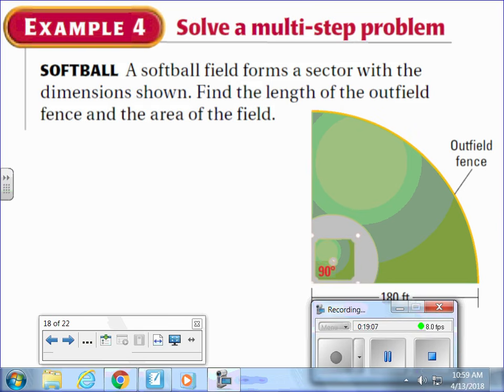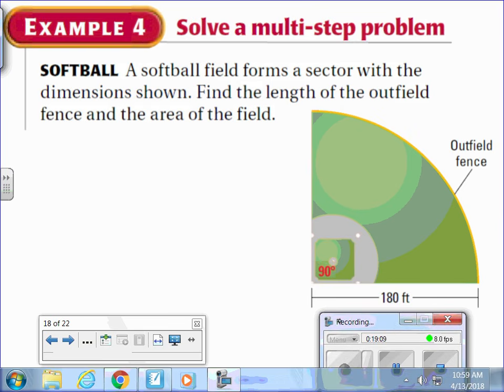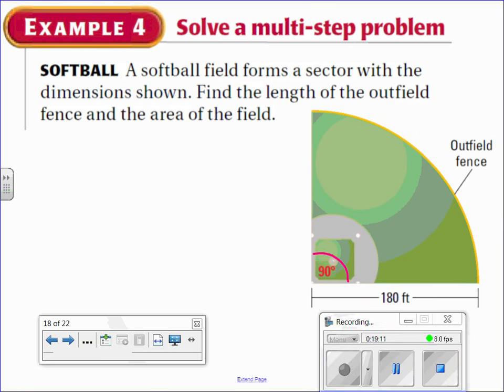So the first problem I'm seeing is our theta right now is 90 degrees. That is not in radians. If we want to be able to use our formulas of the day, we need it to be in radians. So what is 90 in radians? Look on your unit circle. Pi over 2. So pi over 2 is going to be my theta. What's going to be my r value, my radius of my circle? 180. So let's go ahead and do our arc length formula first.